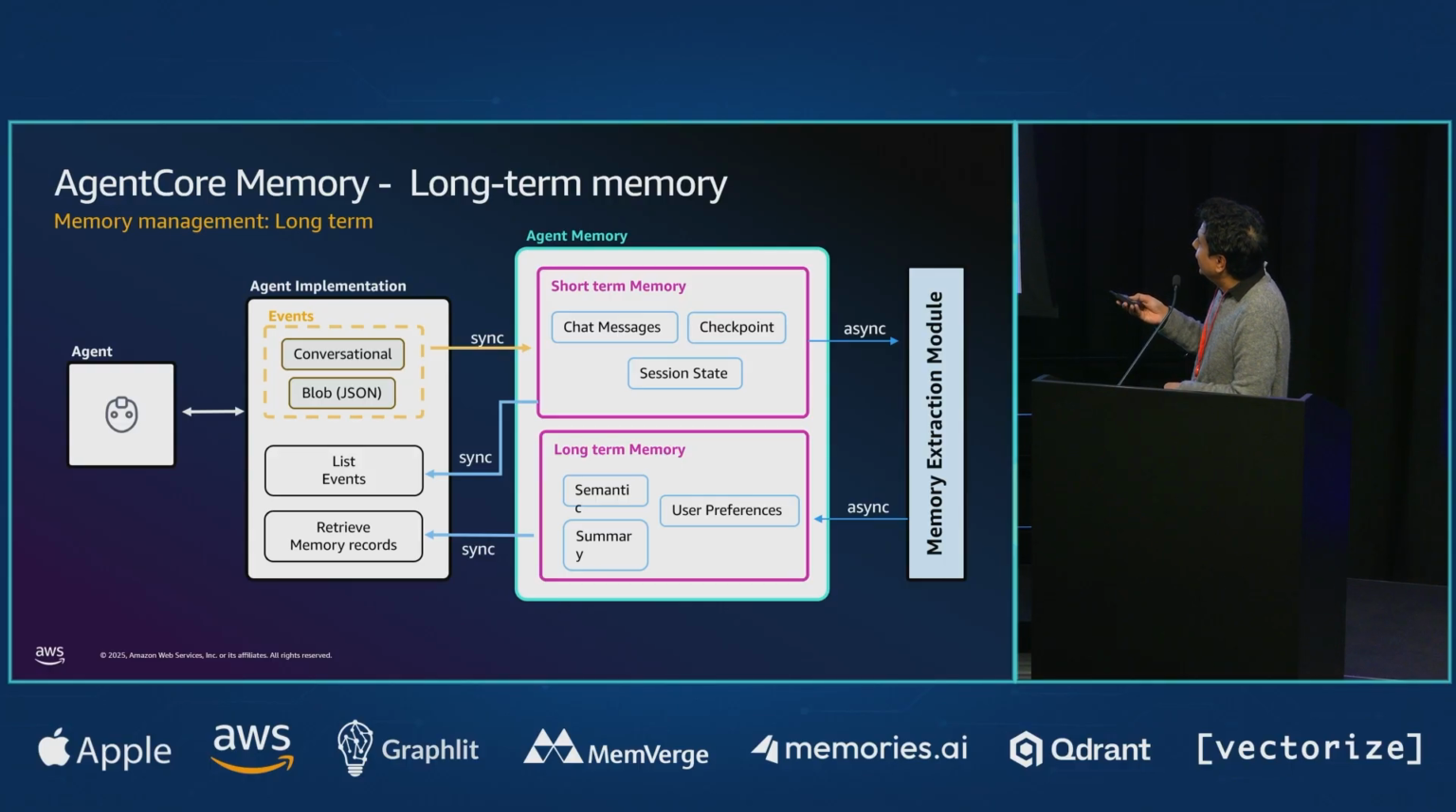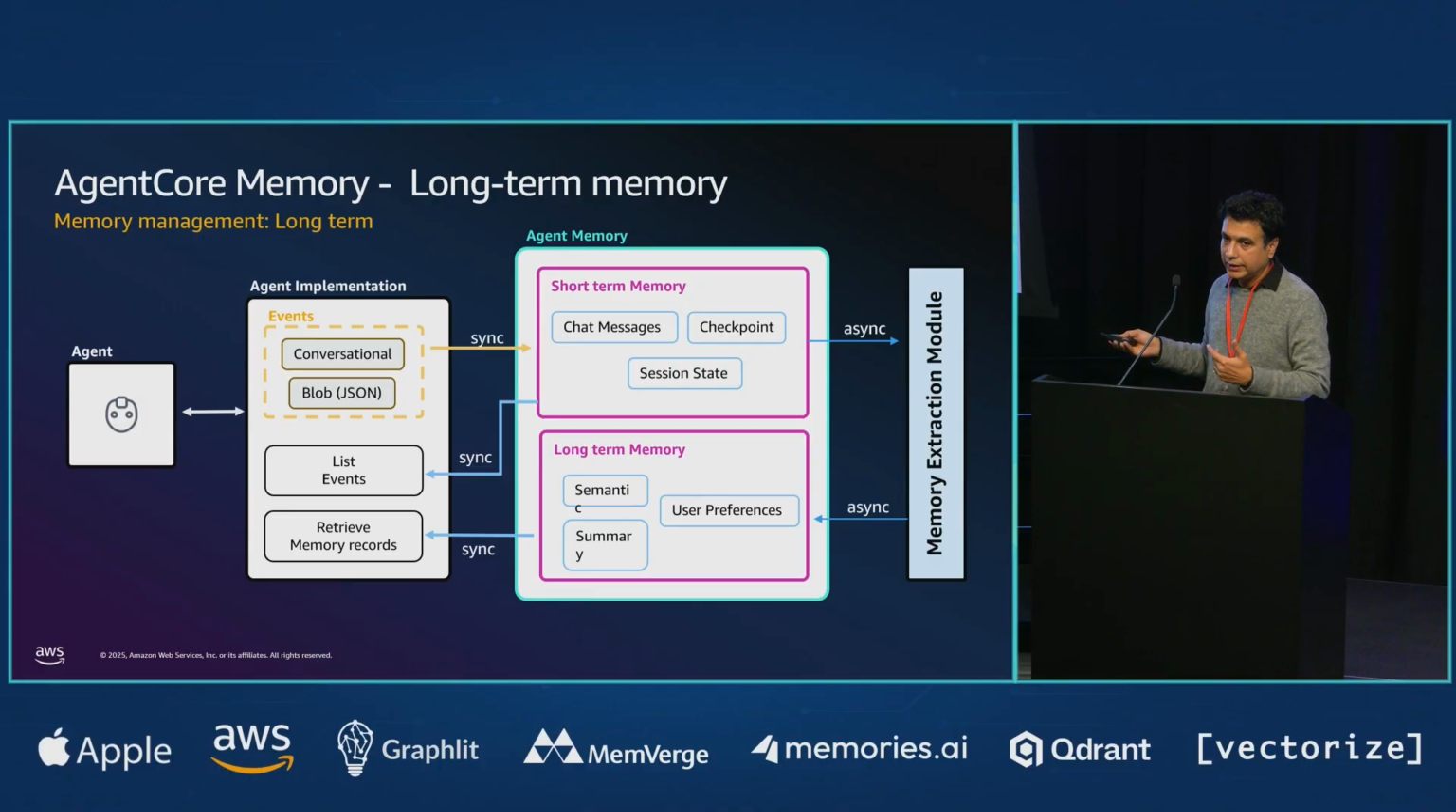Okay, so the agent is talking to a user, and it is generating the events, conversational plus JSON, the images and the documents. It goes through this sync process, and it will store all of these things into a short-term memory. Now from short-term memory, there is a sync process which goes through this memory extraction module, which will find the right strategy that you choose. You can also choose a combination of these, whether it's user preference, semantic, or summary, and it will generate the long-term memory based on that.